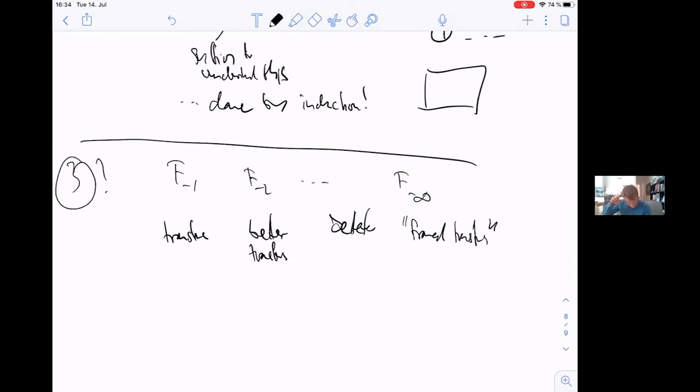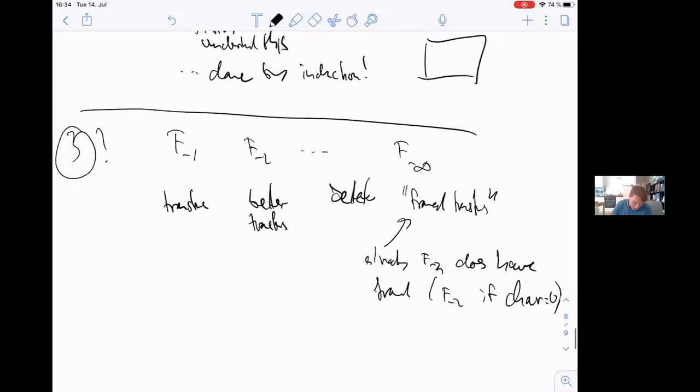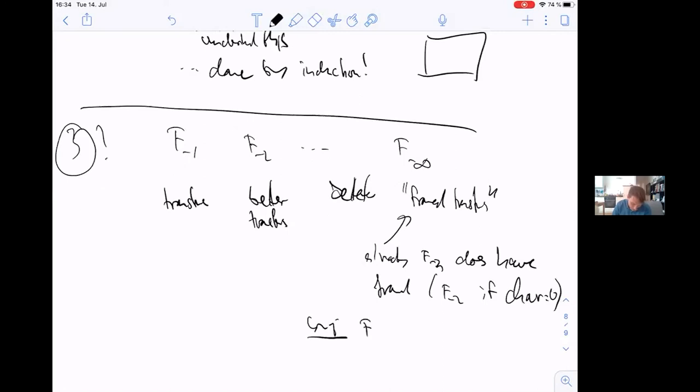Now actually, it turns out that already F minus 3 does have framed transfers, and F minus 2 if the characteristic is equal to 0. And the conjecture is that F minus 1 has framed transfers.